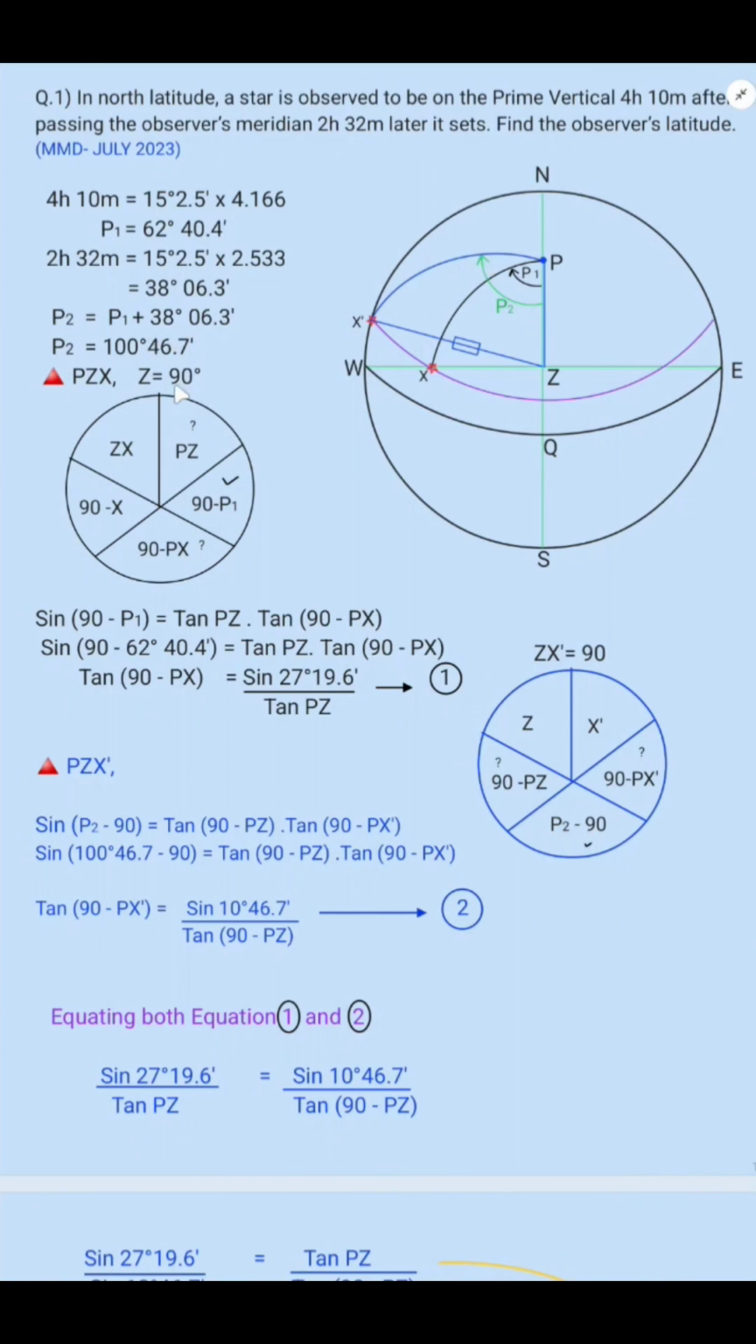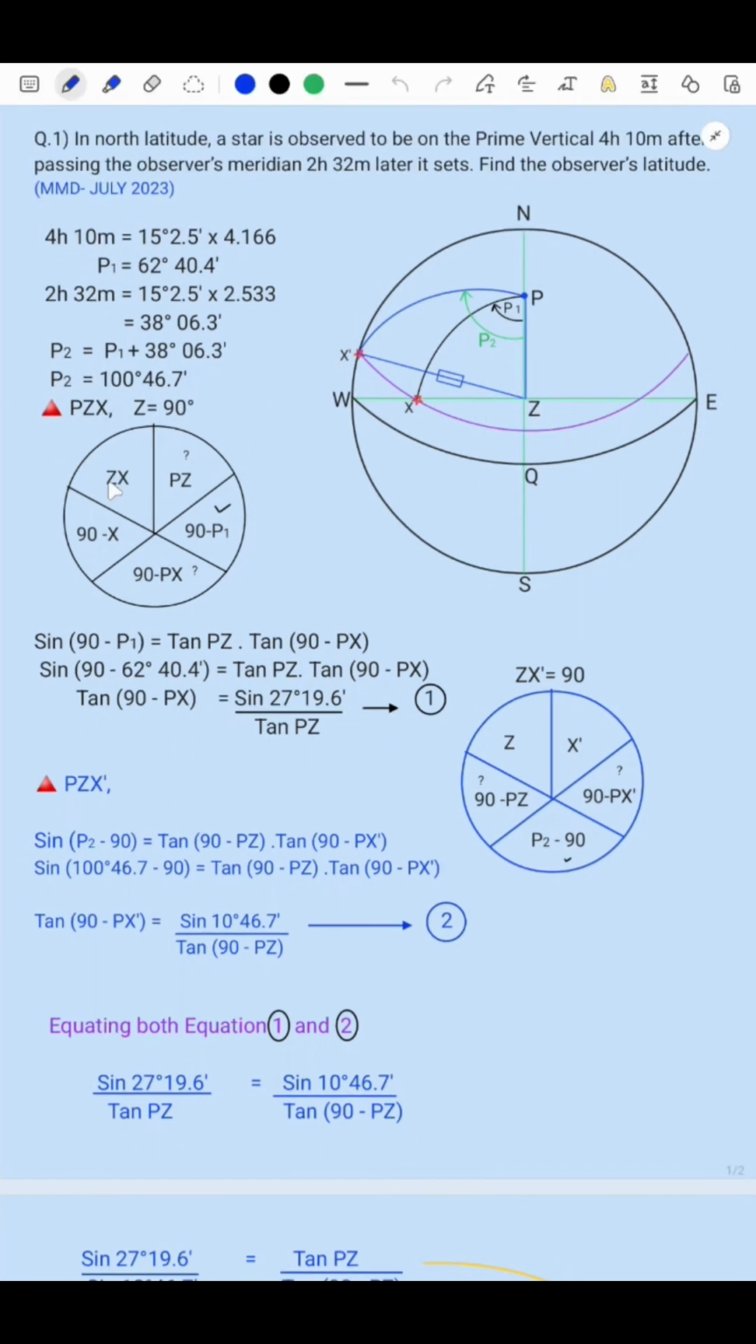So now we'll apply Napier's rule in this PZX triangle. In the PZX triangle, angle Z is 90 degree here. So I have written ZX here, next to the angle Z, then PZ here, then 90 minus P1, 90 minus PX, and 90 minus X.